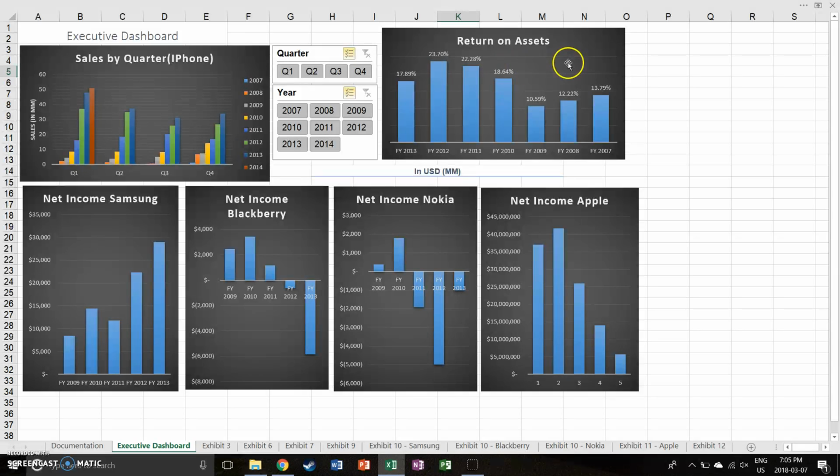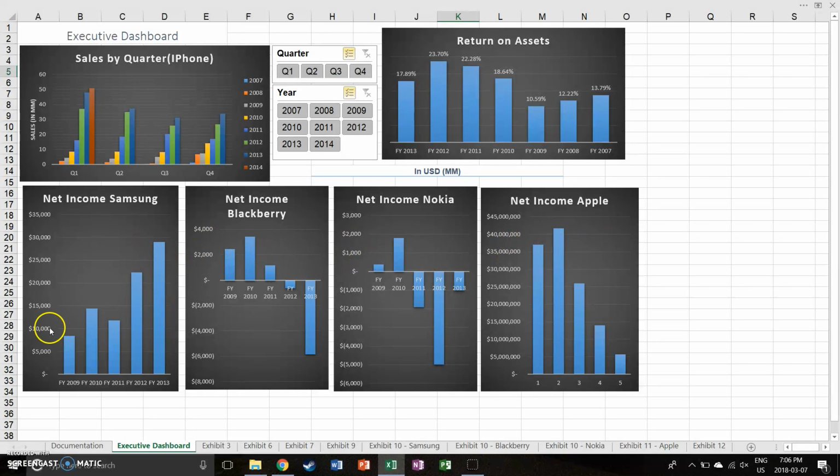And then here we have the return on assets, which is showing the company from, I went back 7 years, so 2007, they were up 13%, then they went down a bit, and then they went back on an upward trend all the way up to 2012, and then to 2013 they were back on a little bit of a downturn, but Apple is a highly profitable company, so I have a feeling they'll be going back up in the future.